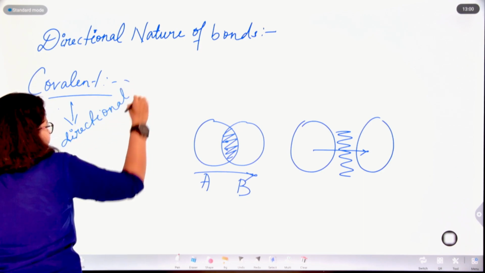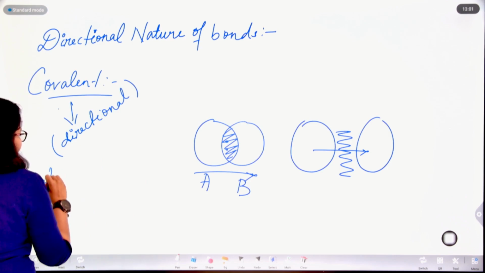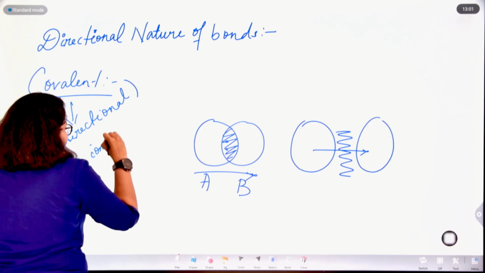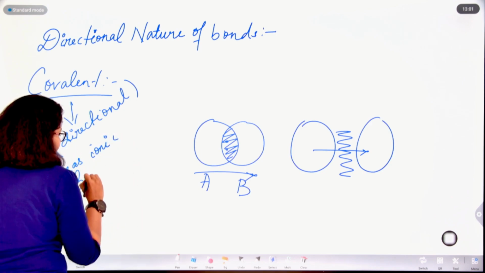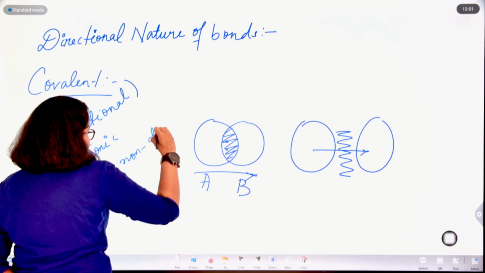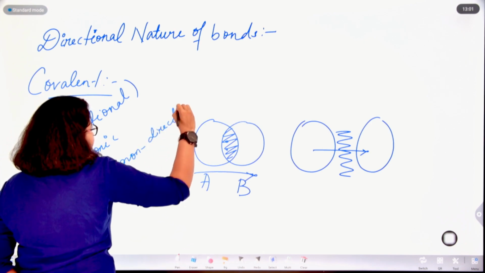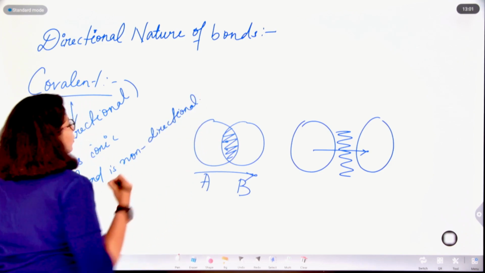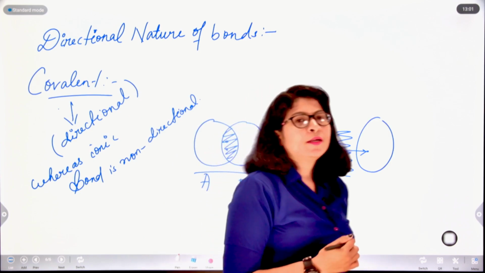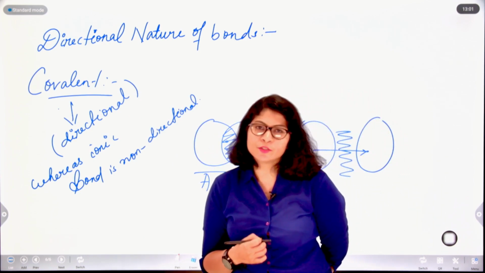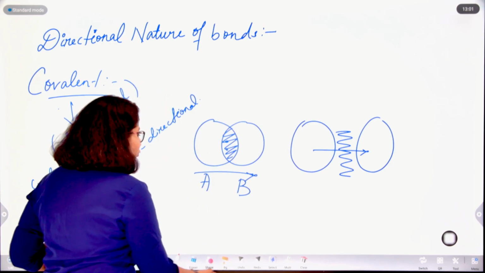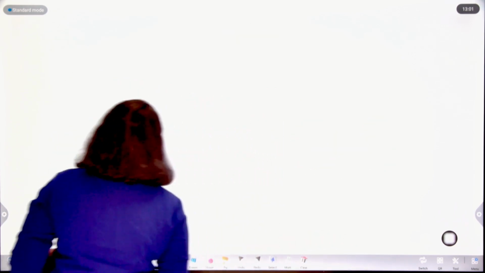Covalent bond is directional in nature, whereas ionic bond is non-directional. This particular thing I missed in the previous videos. So here we got an idea that covalent bond is directional in nature and ionic bond is non-directional in nature. So after this, we will move on to certain bond parameters.